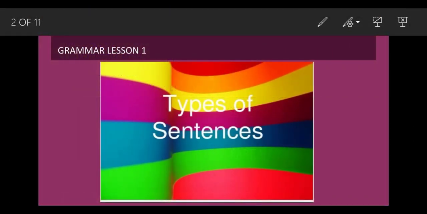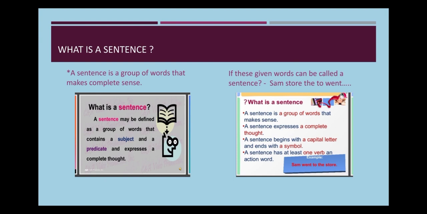Today, I'll be taking up the first lesson of your grammar book, and the topic is sentences. So, we'll focus on what is a sentence and types of sentences in today's class. Let us first discuss what is a sentence. A group of words that makes a complete sense is called a sentence.